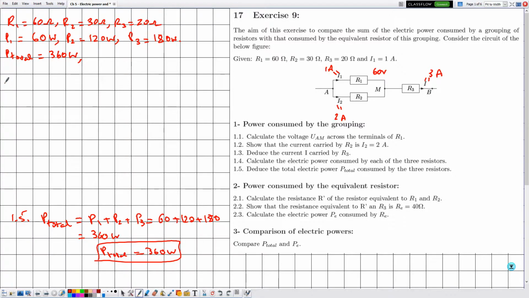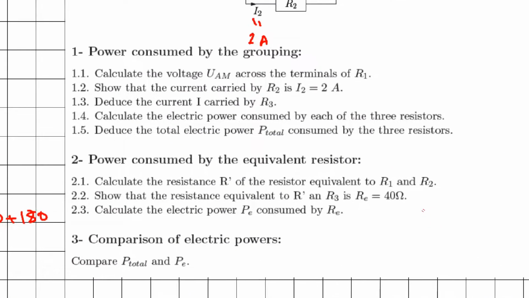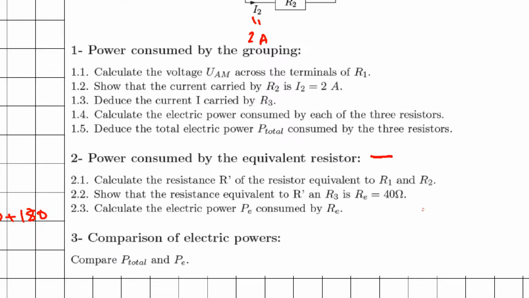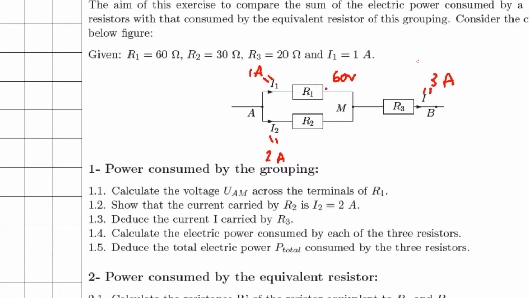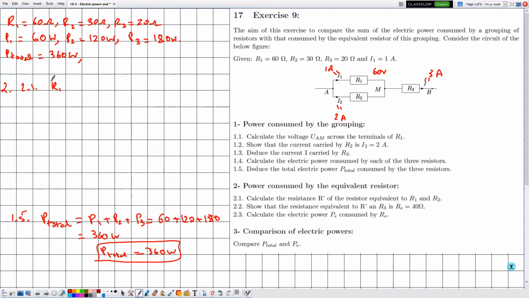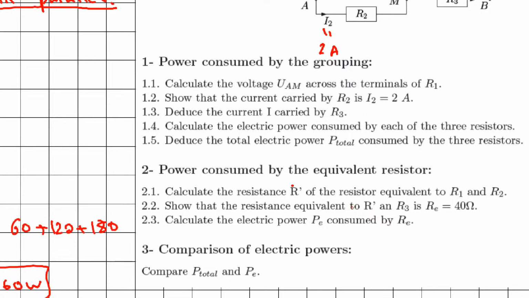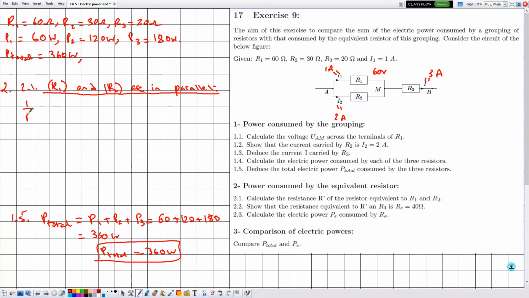Now in part 2, they are telling me power consumed by the equivalent resistor. 2.1, so this is not a question, just a title. 2.1, calculate the resistance R prime of the resistor equivalent to R1 and R2. So first, we need to check the grouping of R1 and R2. We can check that they are in parallel. So in this case, the equivalent resistance, which is denoted by R prime, is given by 1 over R prime, which is equal to 1 over R1 plus 1 over R2.